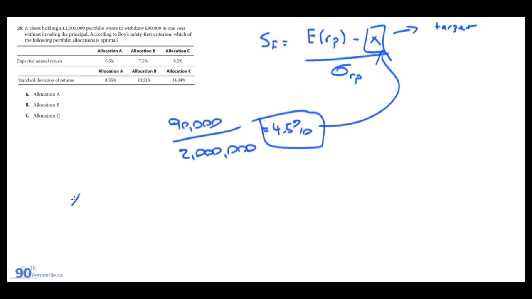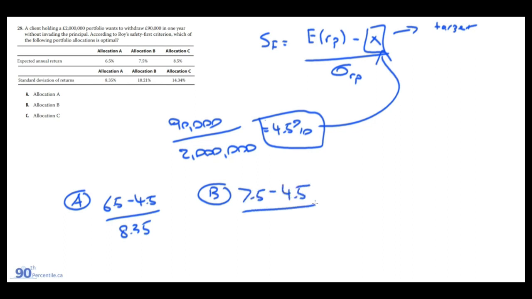So we have A is going to be expected return of 6.5 subtract 4.5 over 8.35. We're just going to put all the inputs for all of them first. B, the expected return of 7.5 minus 4.5 is our target over 10.21. C, 8.5 expected return minus 4.5 target divided by 14.34.